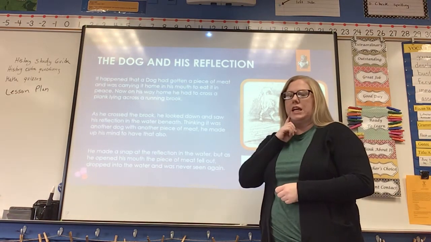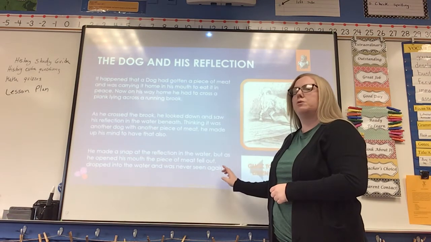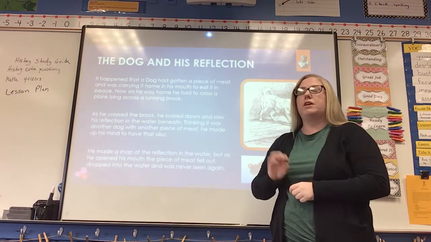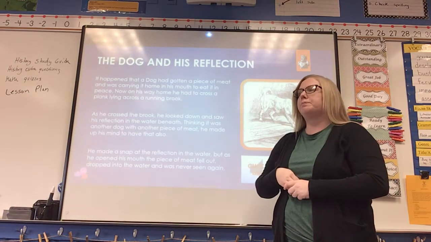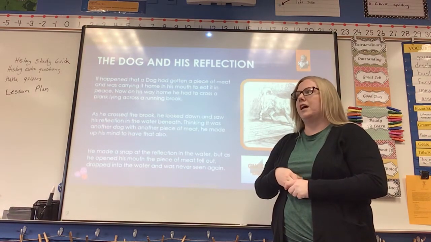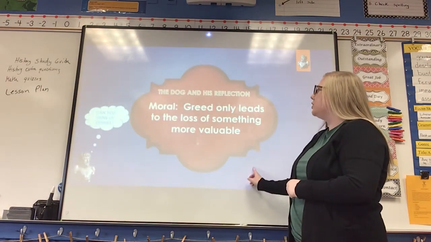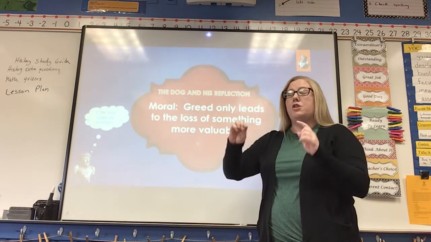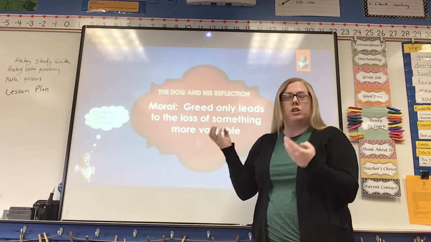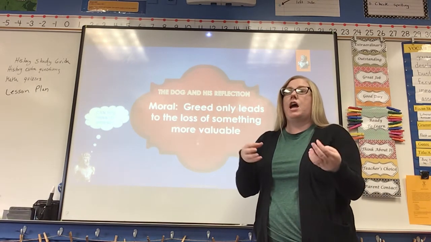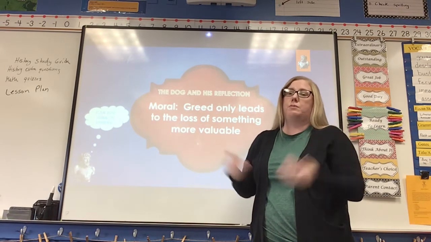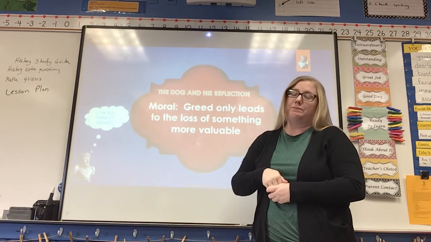So I want you to take a second. What do you think the moral is? What could we learn from this story of this dog? I'll just give you a second. The moral is greed only leads to the loss of something more valuable. And we see that because he thought that the other dog, which is his reflection, was trying to steal the meat. And so he tried to go after that dog, but the dog was really him, and so he dropped his meat. And he lost it forever.